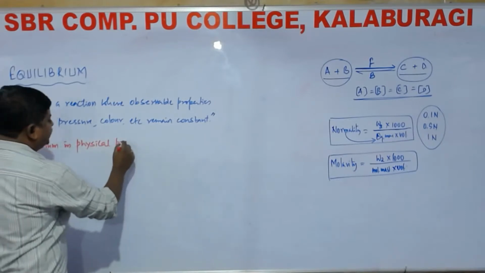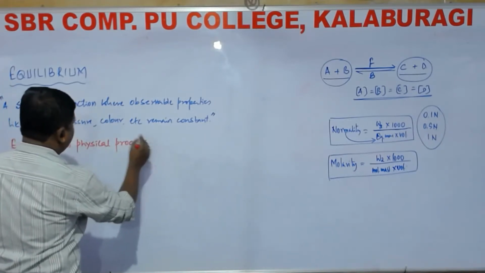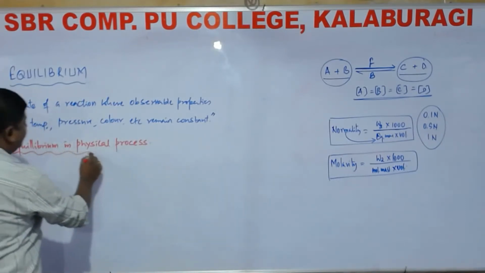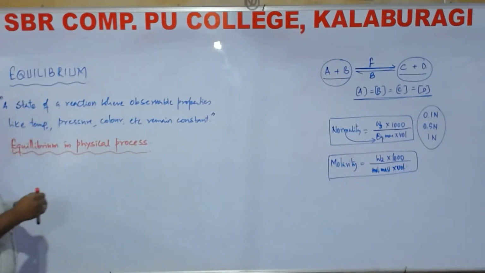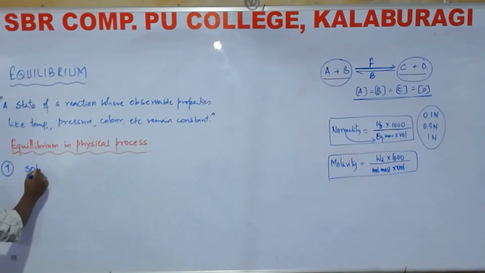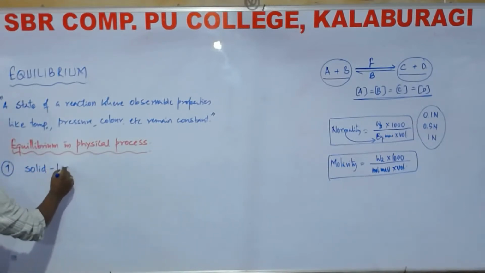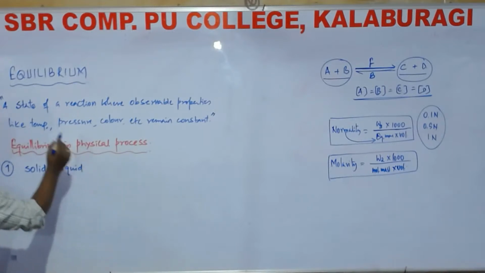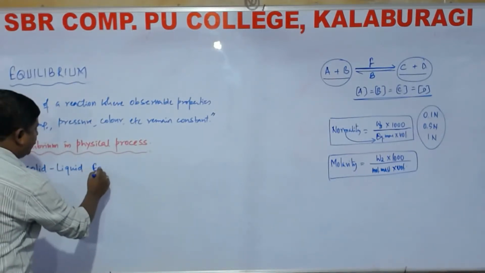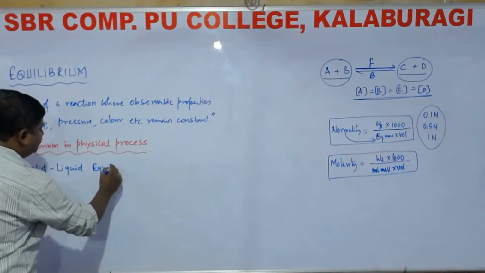So what are the different types of physical processes where the presence of equilibrium is noticed? Equilibrium in case of different physical processes. First process: equilibrium is possible between the solid and the corresponding liquid state of a substance. It is commonly known as solid-liquid equilibrium.